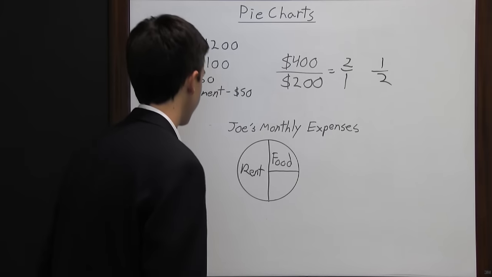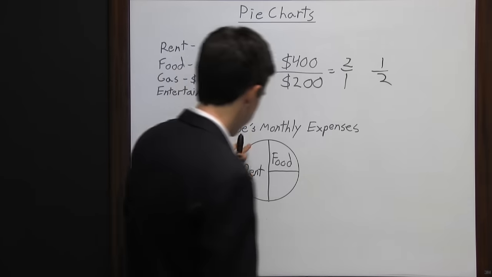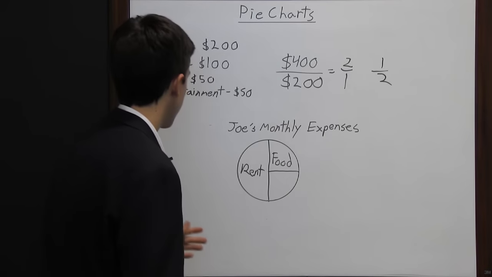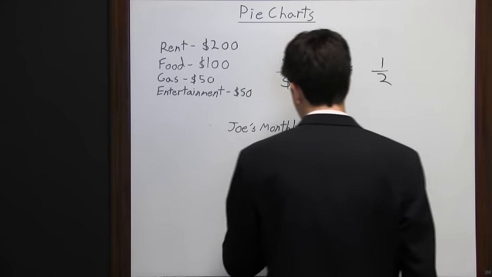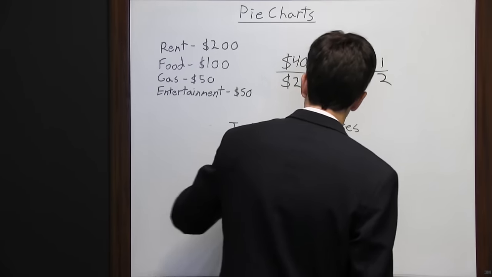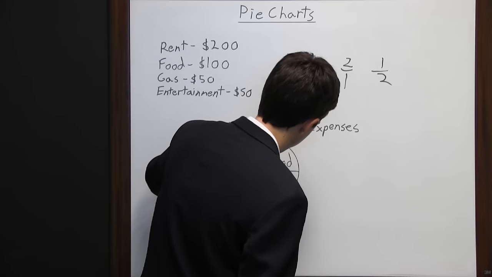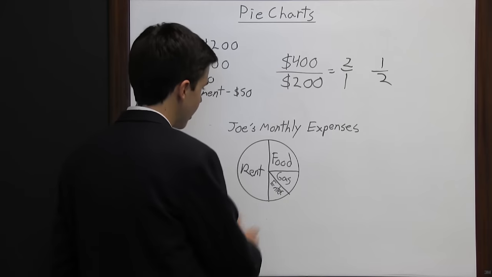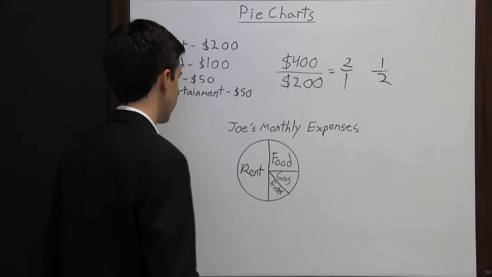And then gas and entertainment are 50 each. So this half right here represents 200, and this quarter represents 100, then $50 should represent half of a quarter, or an eighth of the total expenses. So we'll put gas here, and entertainment, which I'll just abbreviate. So now you can clearly look at this pie chart and understand how the expenses are split up.